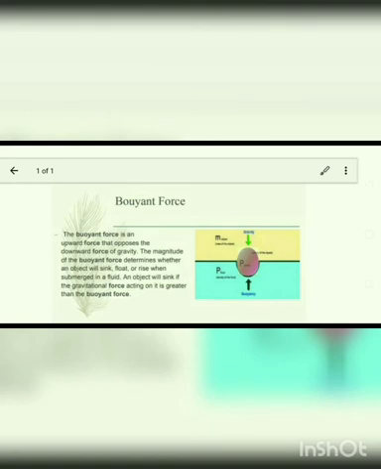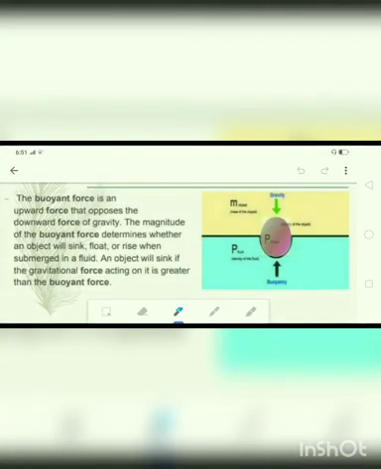So for the last slide and the last subtopic that we have is buoyant force. You have been told the meaning of buoyant force. Buoyant force is an upward force that opposes the downward force of gravity. The buoyant force is an upward force, which is here, and the downward force is the gravity force here.